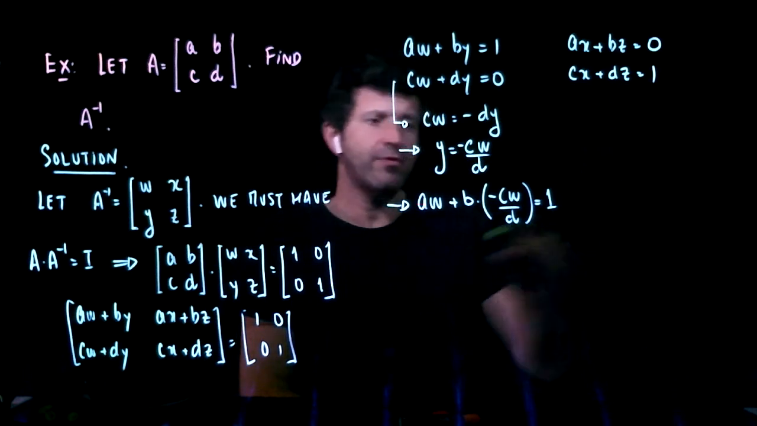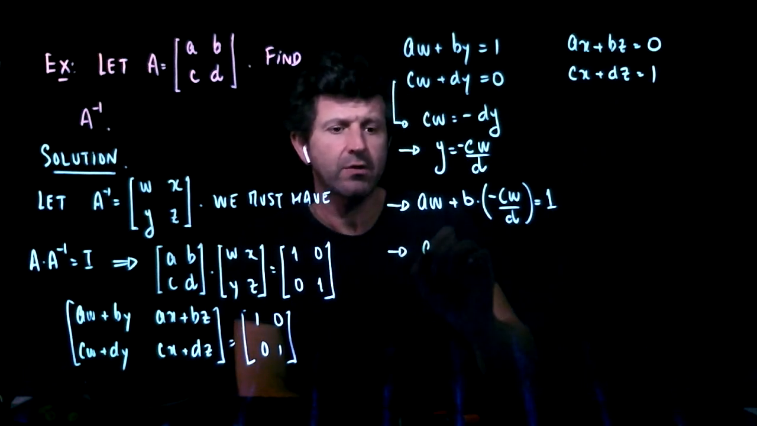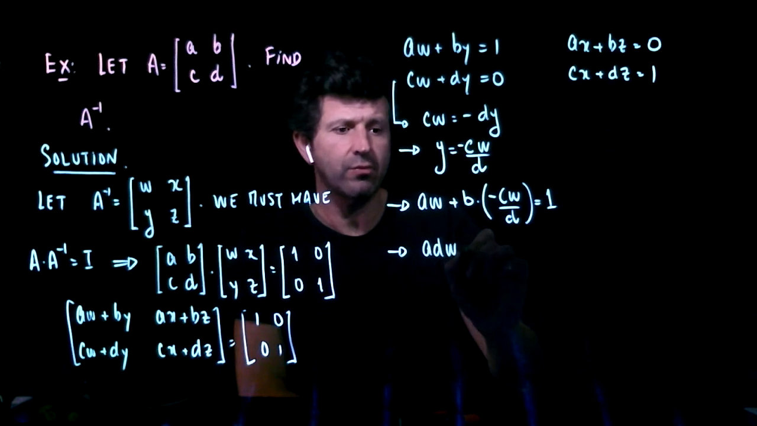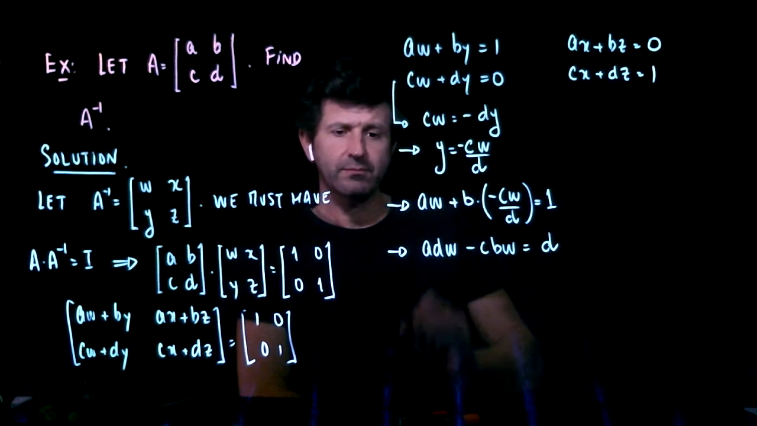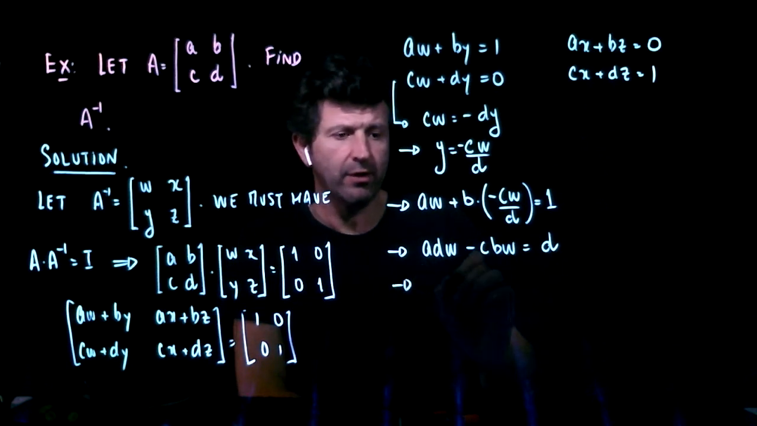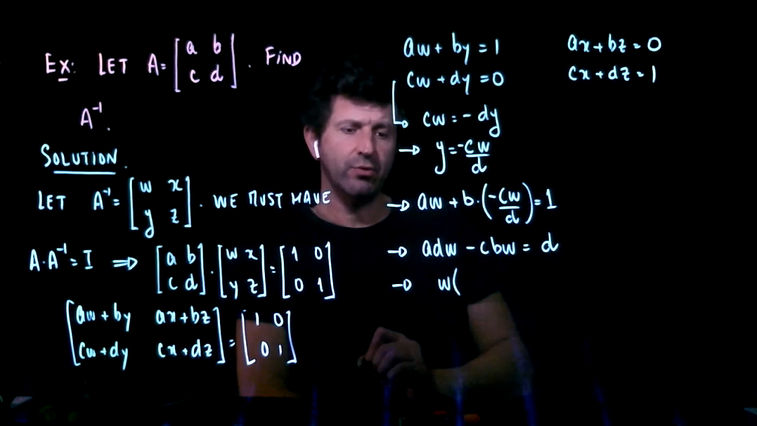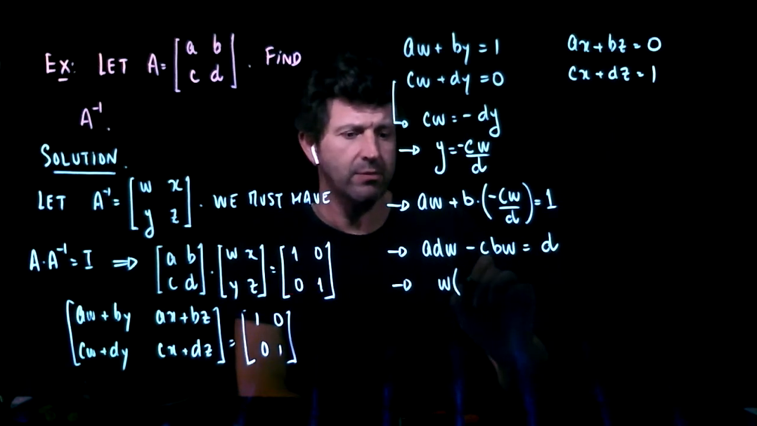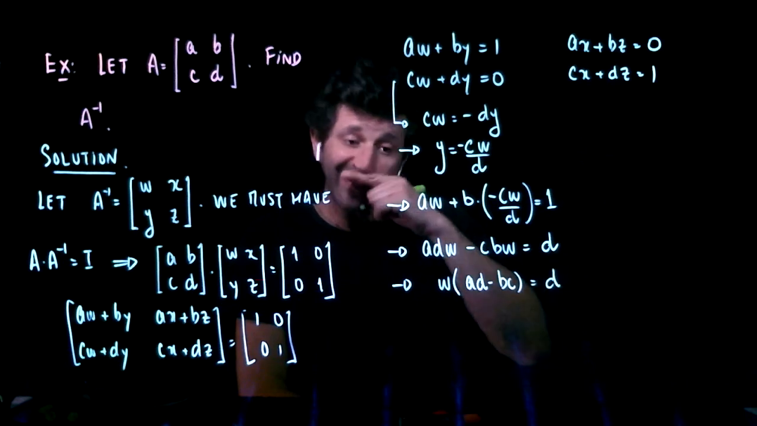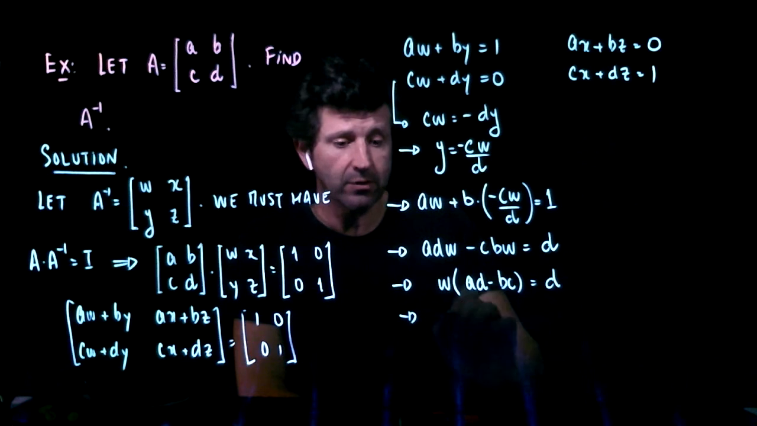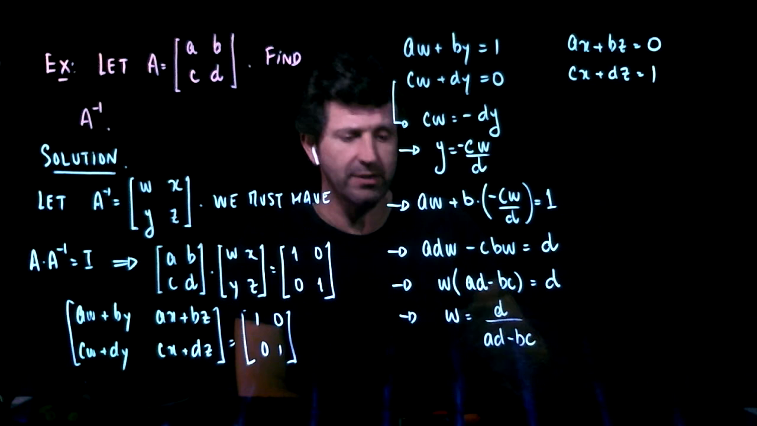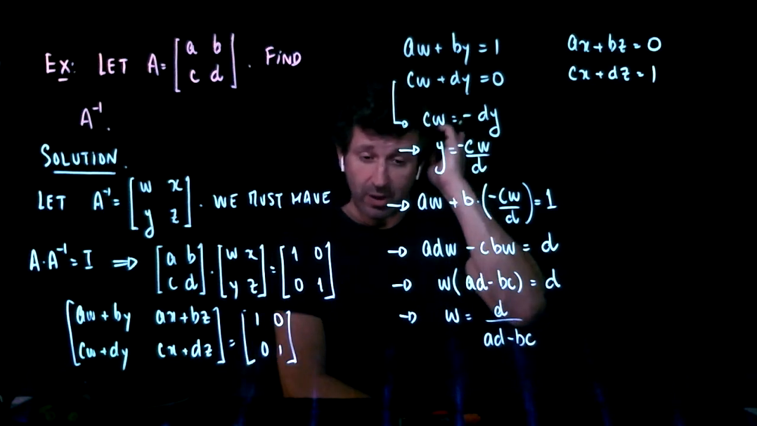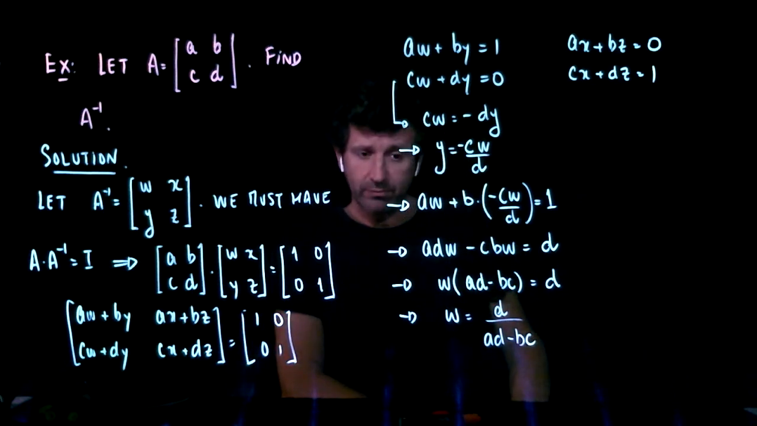Okay, let's multiply everything by D. So ADW minus CBW equals D. And therefore, if I factor out a W, I get W times AD minus BC equals D. And so W is D over AD minus BC. So here's an expression for W.